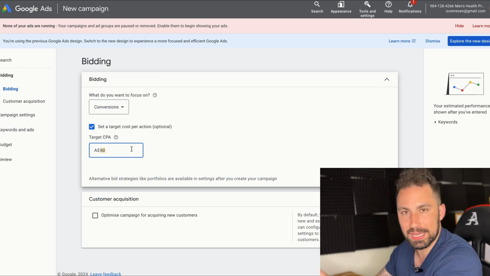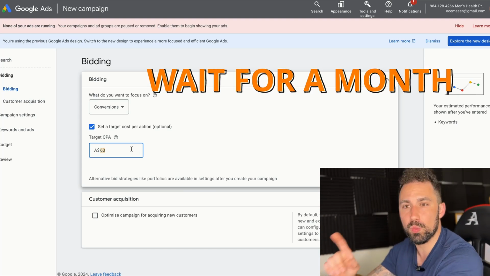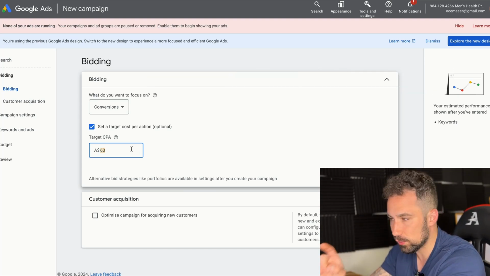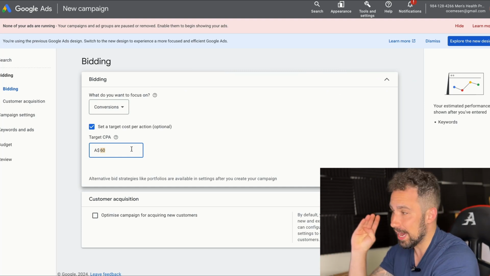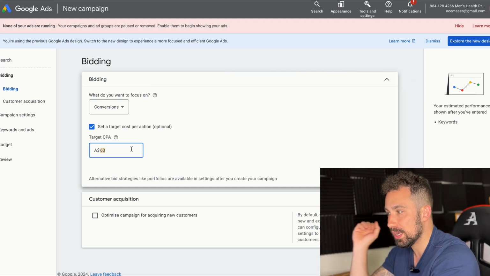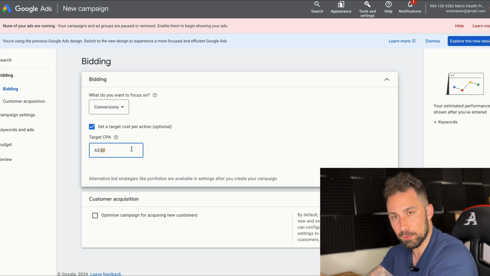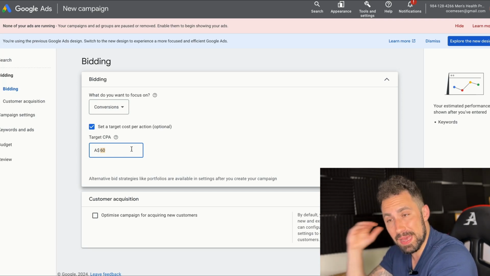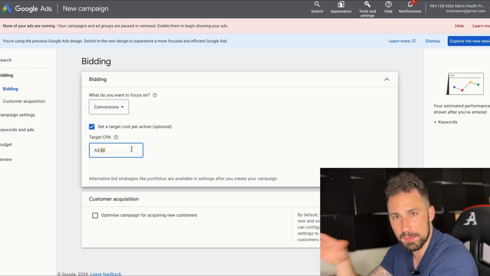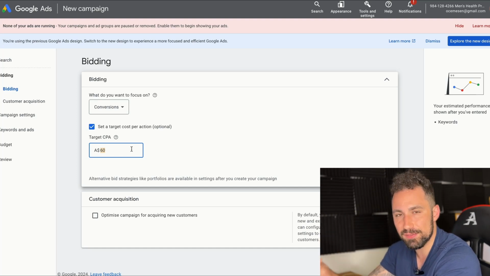After you give 60, you wait for a month. Don't wait for a week because it's not enough. Don't wait for 2 weeks. It's not enough. I've seen it time and time again. The quicker I make the changes, the worse the performance gets. So it messes up the performance. With target CPA, with automatic bidding strategies, you have to wait a month to make a good decision.